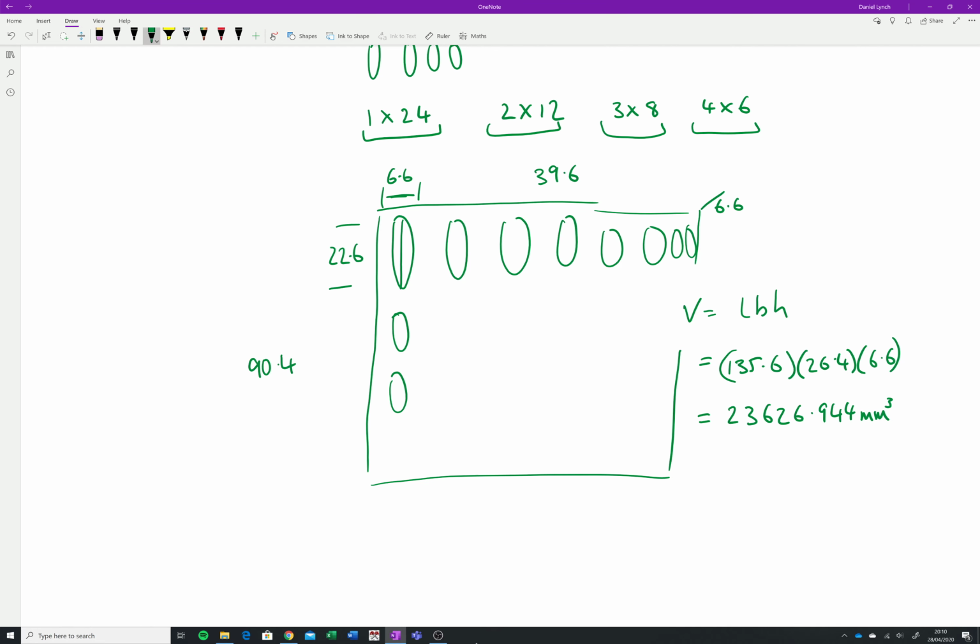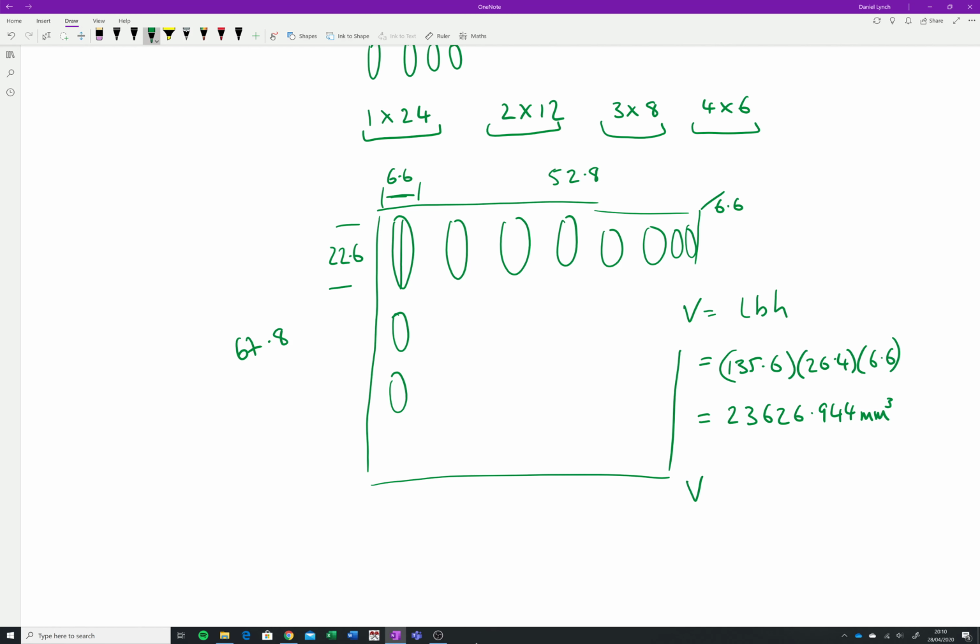We'll do our 3 by 8, for instance. Okay, what do we get? We get 22.6. We've multiplied by 3. It's got 3 capsules going down, and that's 67.8. If we go across the way, it's 6.6 multiplied by, what's this now? This is by 8 this time. So that's 52.8. And again, it's multiplying by 6.6.